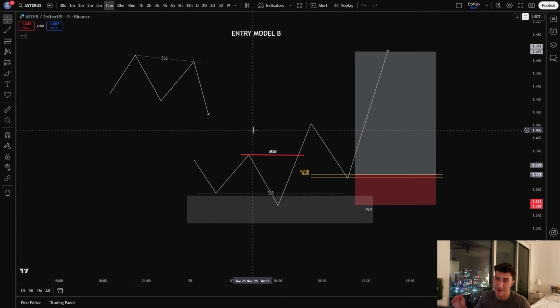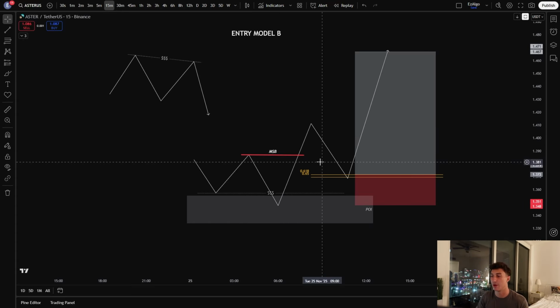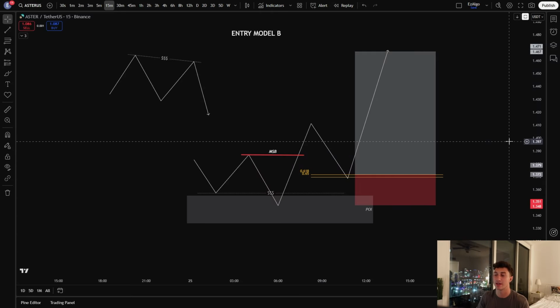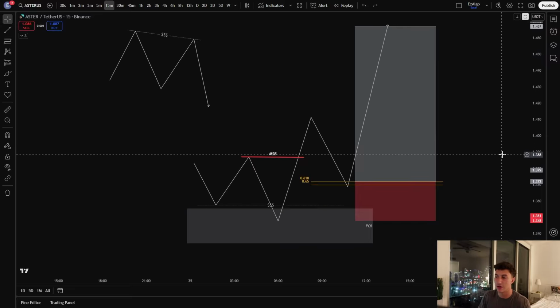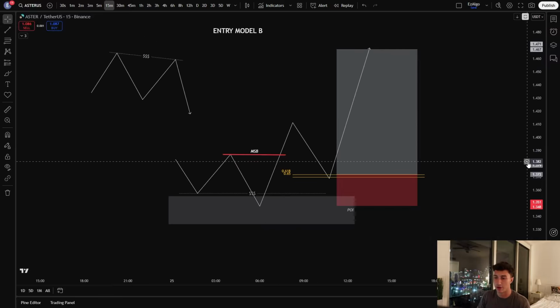Okay, moving on to entry model B. This is probably my favorite entry model. No, this is my favorite entry model of all time. Okay, this is the trademarked EzTrades 1-2 setup. I've been talking about this formation for literally years on this channel. You can go search on this channel, 1-2 setup. This is an incredible entry model.